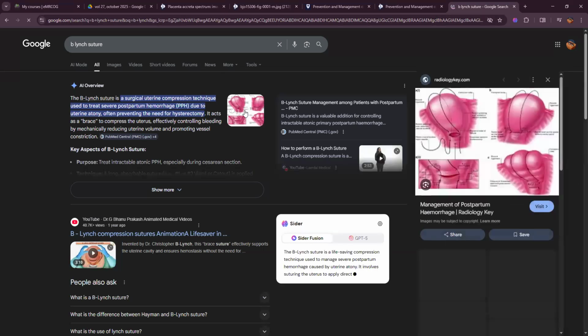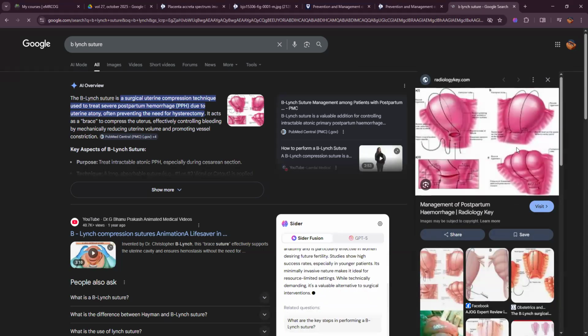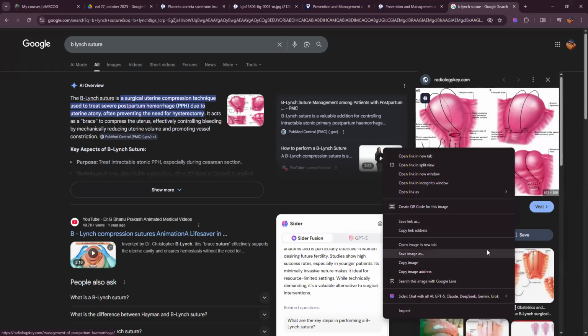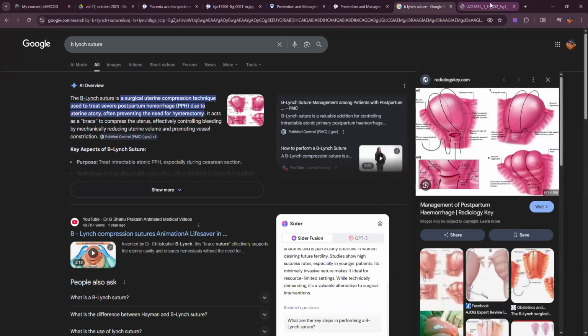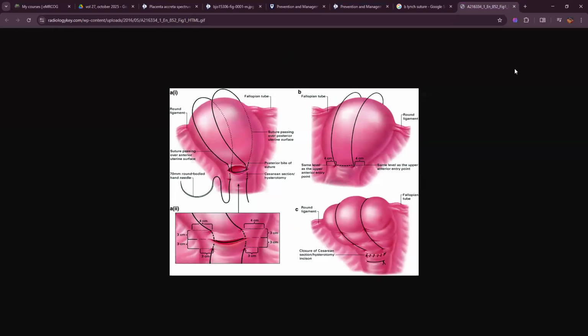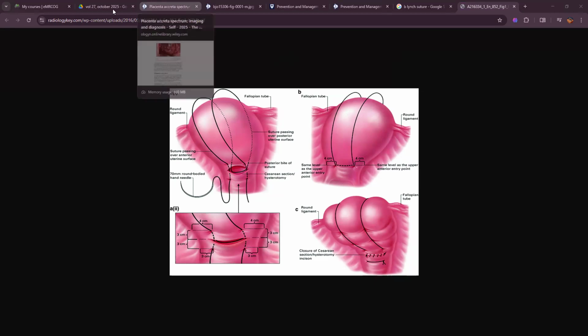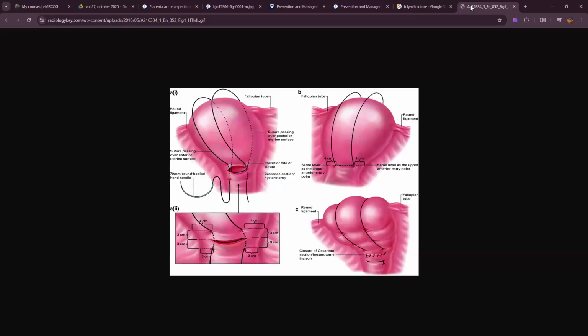Here we are. This is the one. Up to a level, this kind of suture is technically difficult somehow. So this is why they compare it with another type of suture, which is called the Hayman suture. Yeah, okay, I remembered, it is in the other TOG article. So here, this is the B-Lynch suture.